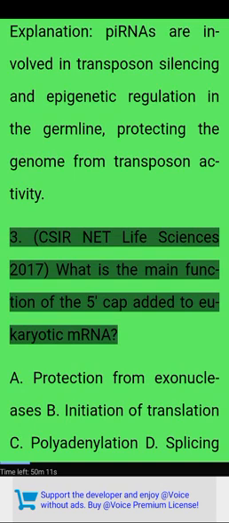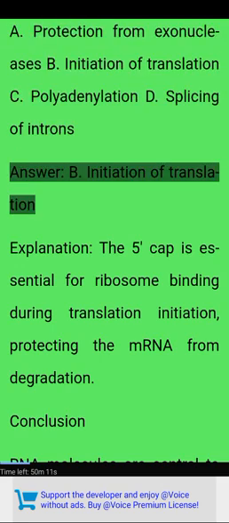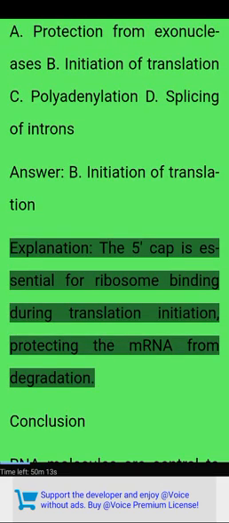3. CSIR NET Life Sciences 2017. What is the main function of the 5' cap added to eukaryotic mRNA? A. Protection from exonucleases. B. Initiation of translation. C. Polyadenylation. D. Splicing of introns. Answer. B. Initiation of translation. Explanation. The 5' cap is essential for ribosome binding during translation initiation, protecting the mRNA from degradation.